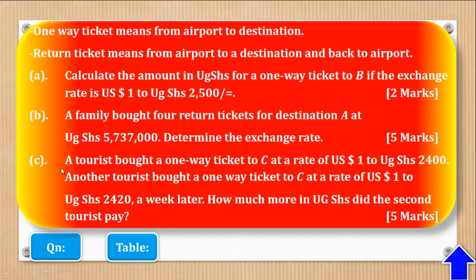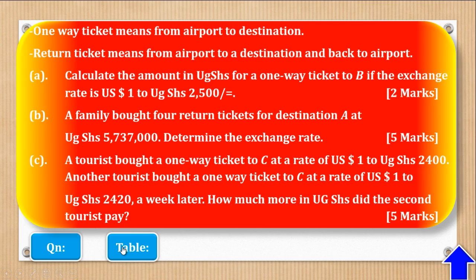So that was part B. Now part C says a tourist bought a one-way ticket to Sea at a rate of $1 being equal to 2,400 shillings. Another tourist bought a one-way ticket to Sea at a rate of $1 equal to Ugandan shillings 2,420, a week later. So how much more in Ugandan shillings did that second tourist pay?